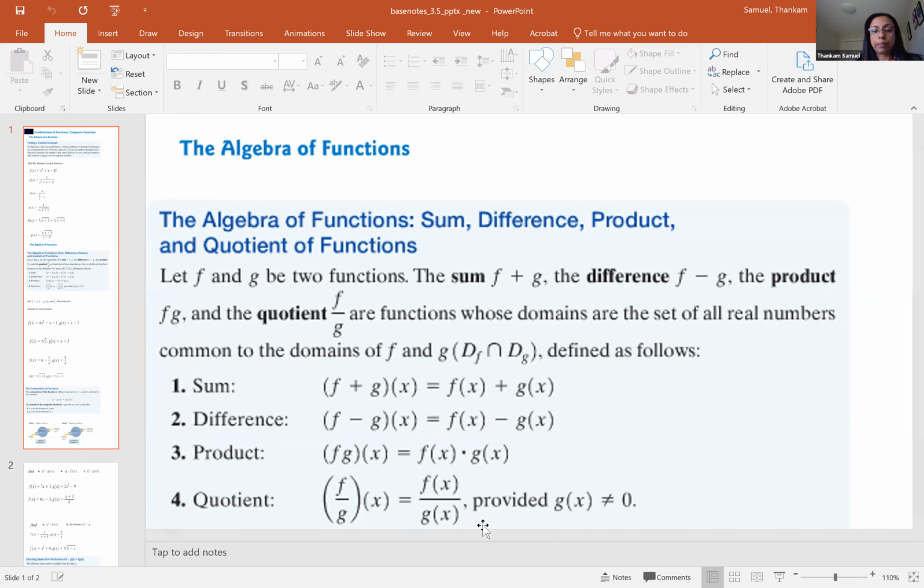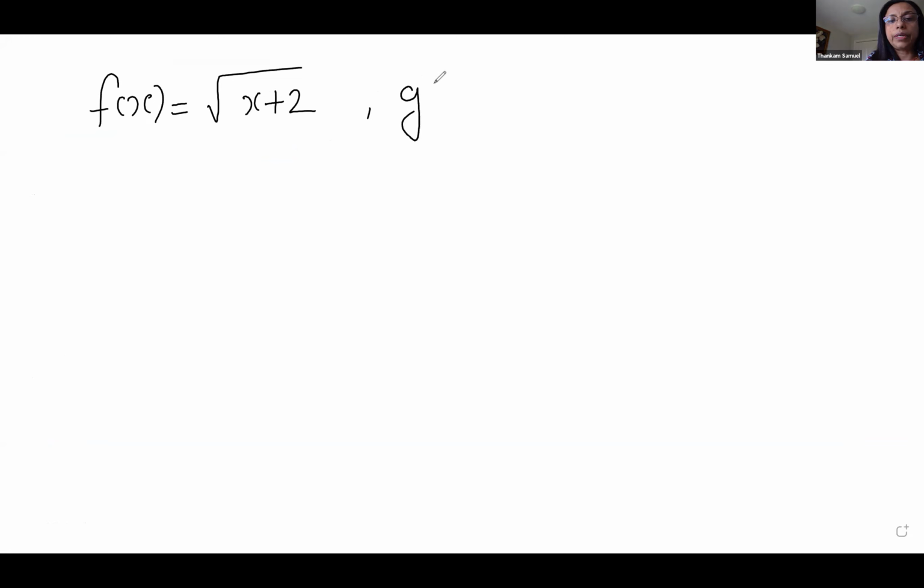So let's look at some examples. So let's consider the function f of x equals square root of x plus 2. Then consider another function, g of x equals square root of 2 minus x. So we have been given two functions. We need to find the algebra of functions.